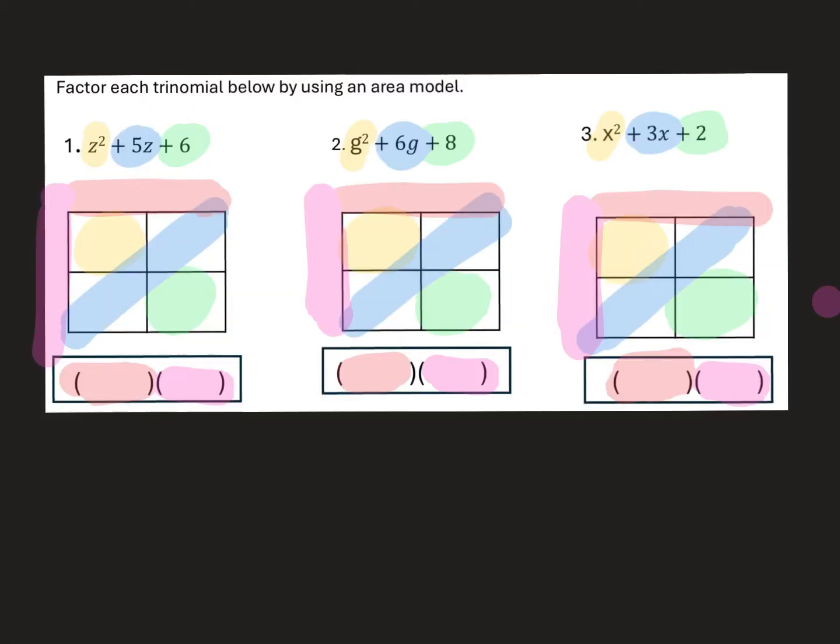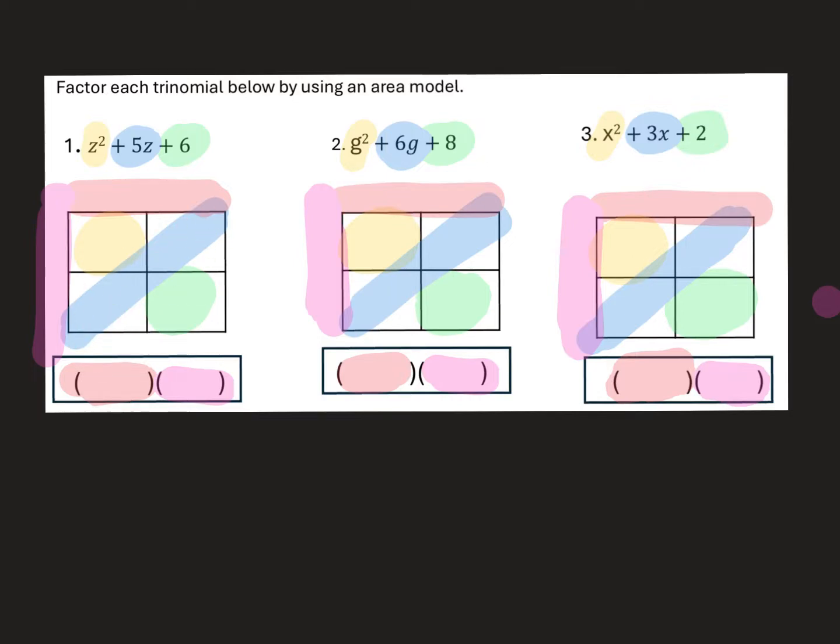You can see a lot of color here. I tried to save some time so that we could talk about what goes where in this area model. Our answer is going to be along the top. As you can see, I have this red highlighting and this pink highlighting. These are our answers. It's going to be the product of two binomials. The yellow shows where this term goes. The green shows where this term goes. And then this blue diagonal line is the sum of these two numbers.